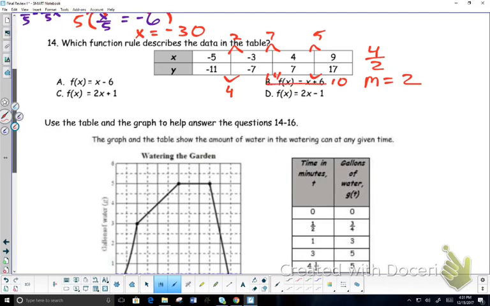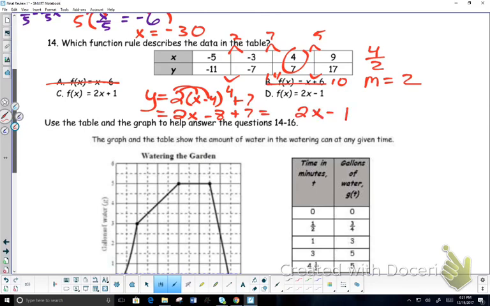You'll notice b is not 2, and you'll notice a does not have a slope of 2. So we can immediately eliminate both of those. Then we could just pick a point. Doesn't matter which point. I'm just going to pick 4, 7. So I got y equals 2x minus 4 plus 7. And I'm going to simplify to figure out which one of these it is. I get 2x minus 8 plus 7, which is going to be 2x minus 1. So there's your answer.